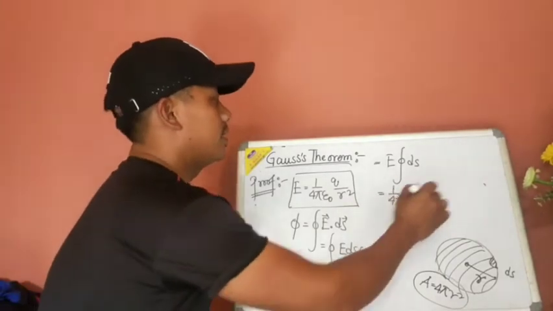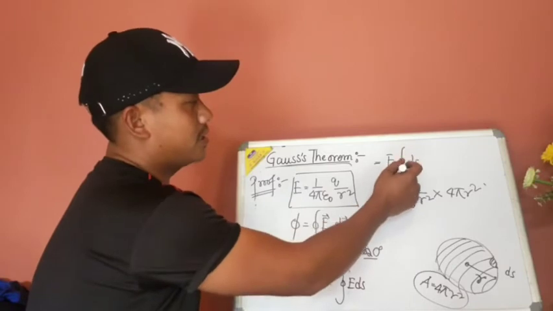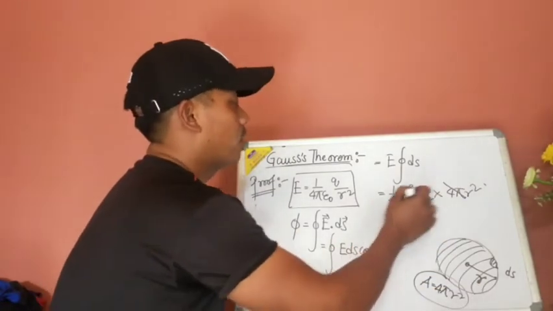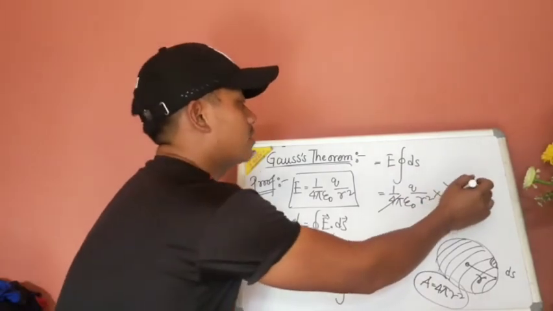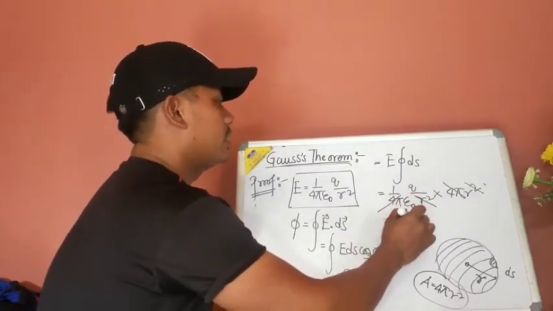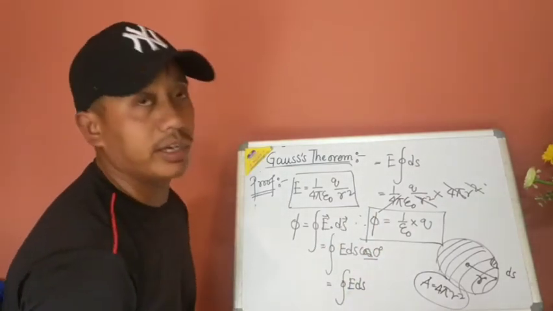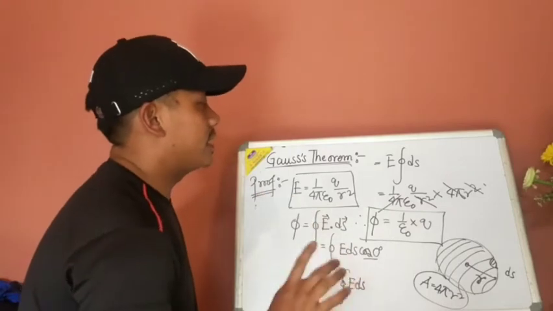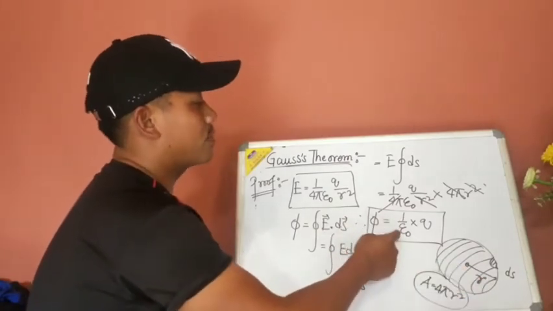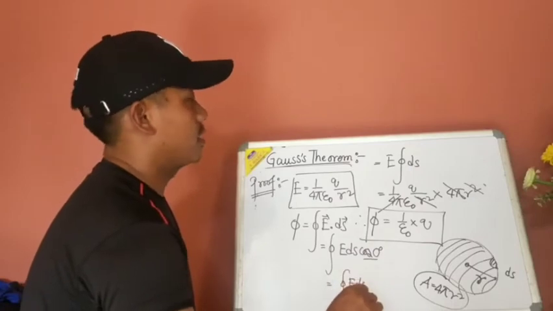Because your closed integration ds will be equal to the closed surface area 4 pi r square. Then 4 pi cancels, and r square cancels with r square, leaving 1 by epsilon naught into q. Therefore your phi is equal to 1 by epsilon naught times the charge q. So this proof is completed here. That is, the electric flux linked with the surface is equal to 1 by epsilon naught times the total charge enclosed. Alright, I hope you could understand the proof of the Gauss theorem now.